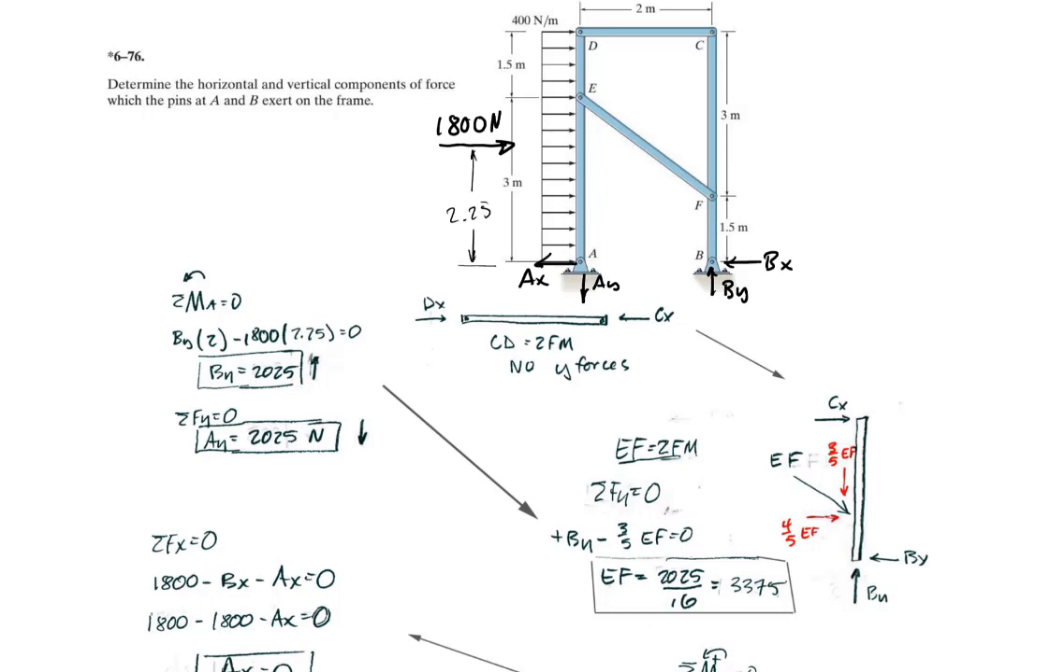All right, I can find out something without breaking it apart. If I sum the moments about A, I have BY times this lever arm and 1,800 times this lever arm, and I can find out BY. Once I have BY, I can sum the forces in the Y, and I can find AY. All right, so I've made some good progress there.